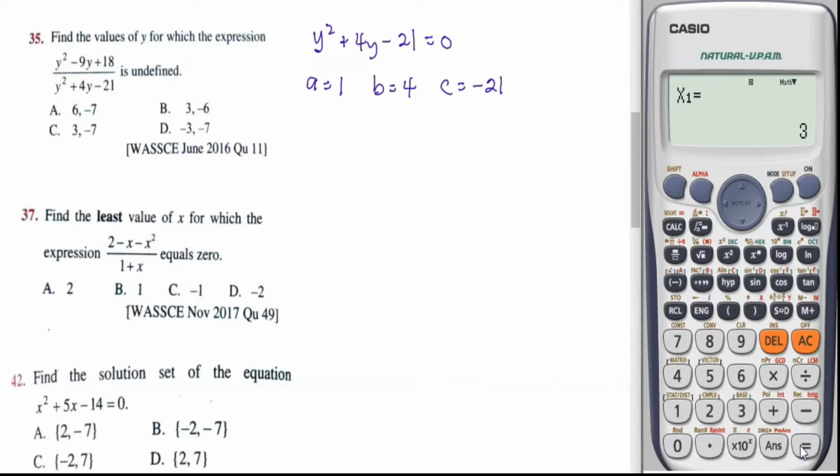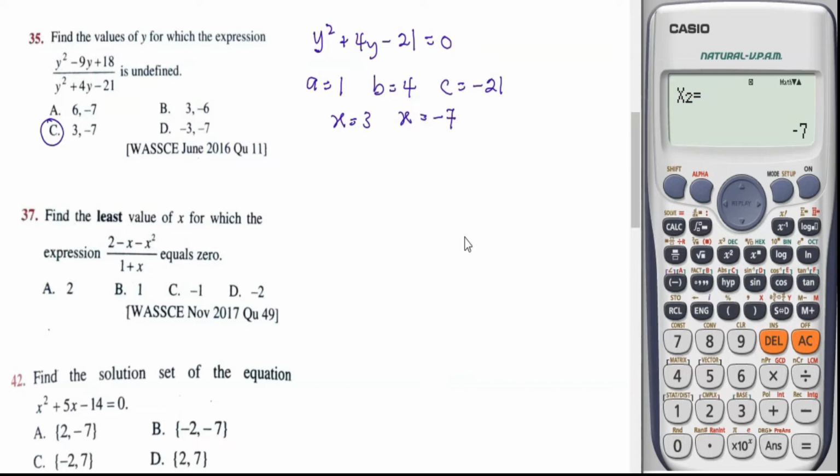Then you have your x value. The first x value is equal to 3. And the next x value gives us negative 7. So we have x again as negative 7. So looking through the possible answers, then we have the possible answer C to be the right solution.